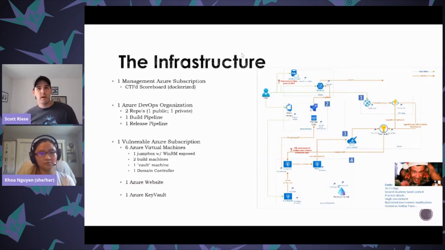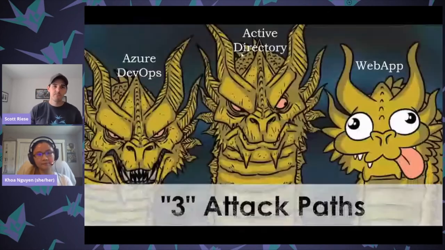We also had an Azure DevOps instance, as we've talked about multiple times now. There were two repos inside that Azure DevOps instance. One was publicly available to all participants as soon as they were able to find that ADO organization, and one was only discovered after a certain level of compromise that we'll talk about more. And there was also an insecure build and an insecure release pipeline, which again were those core objectives we wanted to demonstrate for the CTF.